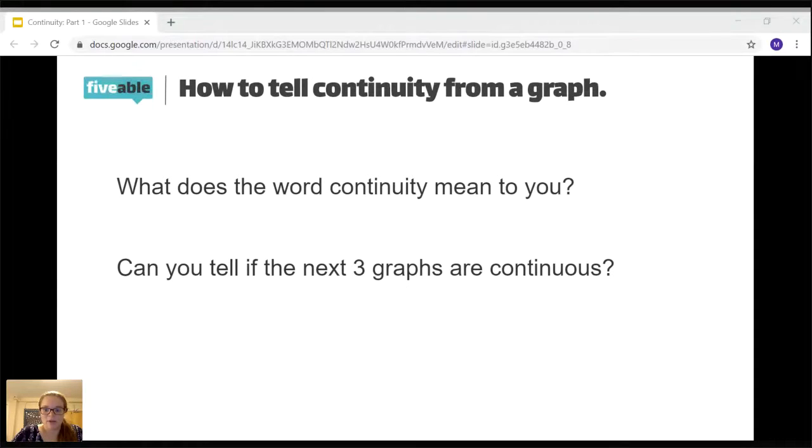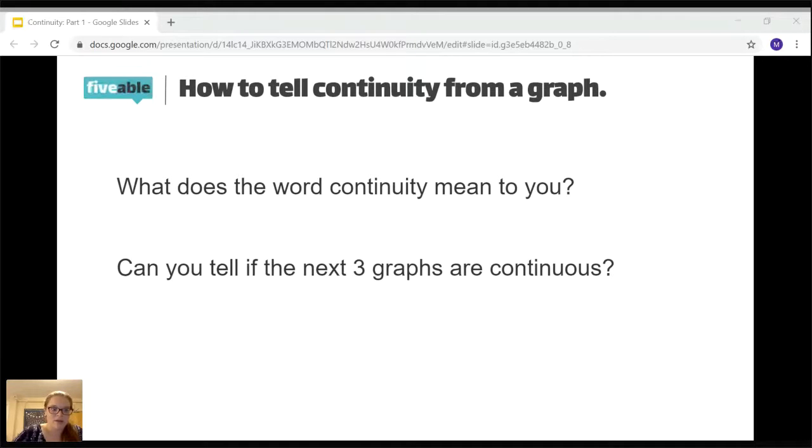Kimberly just had a really great point. Drawn without picking up your pencil. That's a really great way to think about it. If you can draw the entire graph and not have to pick up your pencil at any point, you have a continuous graph. That's a great definition that does not yet involve calculus, but we have a calculus definition for it.